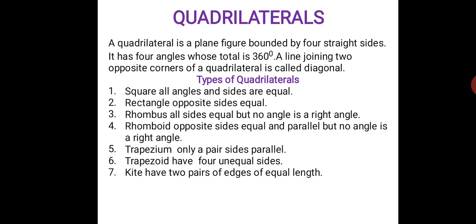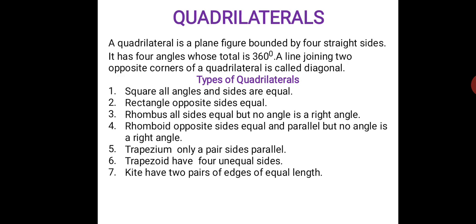You have trapezoid. Trapezoid has all the 4 sides unequal. That's the trapezoid, just like a scalene in a triangle. So a trapezoid, all the 4 sides are unequal.